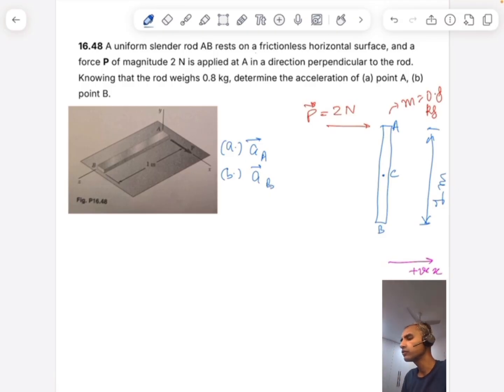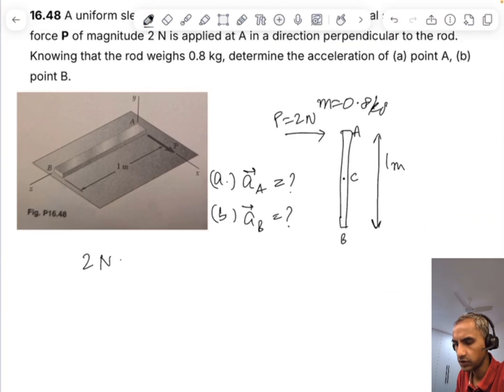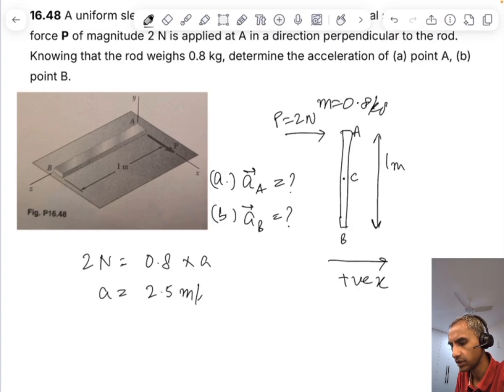The first thing to look at in this problem is to simply apply Newton's second law. One more thing to notice is that this is a frictionless horizontal surface. So if you simply apply Newton's law, F equal to ma, what do we get? I'll explain why we can simply apply that. 2 Newton is equal to 0.8, and we are doing it in the x direction. 2 Newton is of course in the positive x direction, which is this.